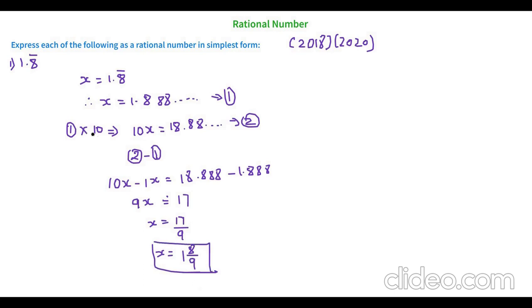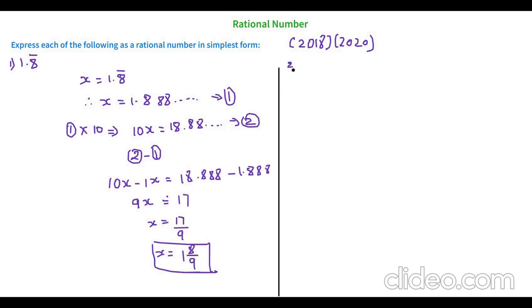Isn't it easy? We take x as the first equation, multiply it by 10, then subtract those two equations so that we get the simplest form. Now let's see the second example. It is somewhat similar to this but a little different.